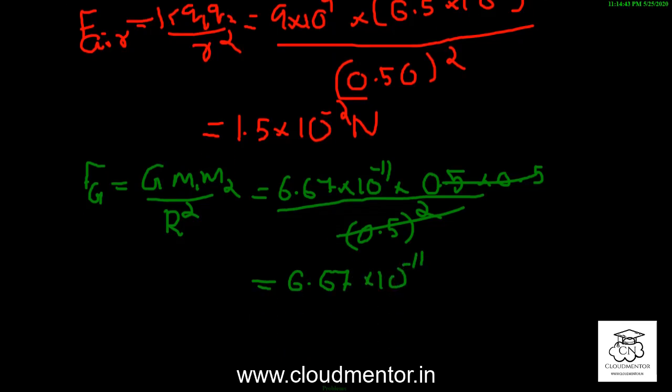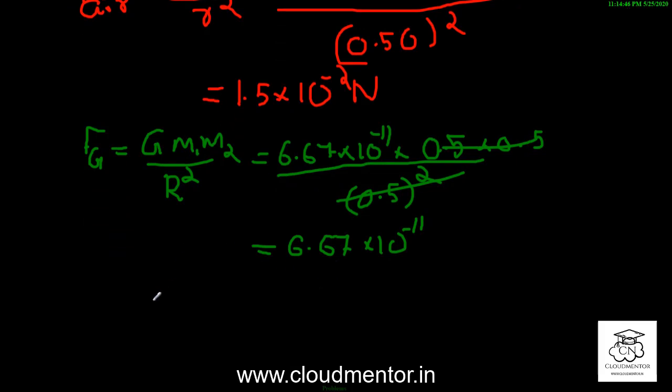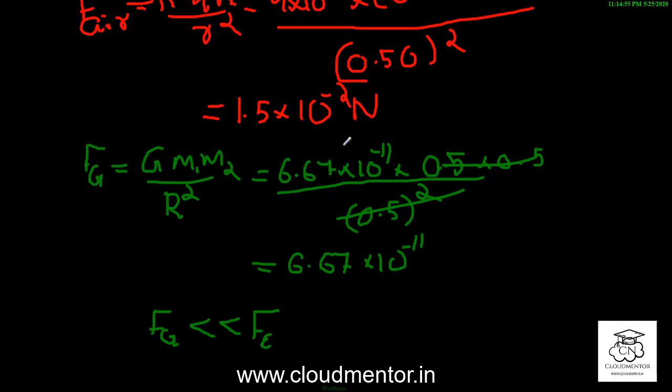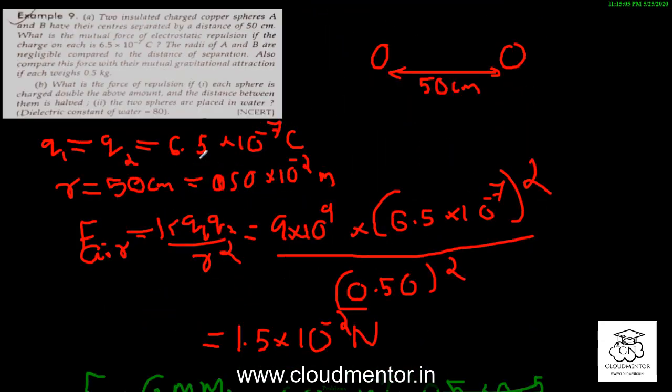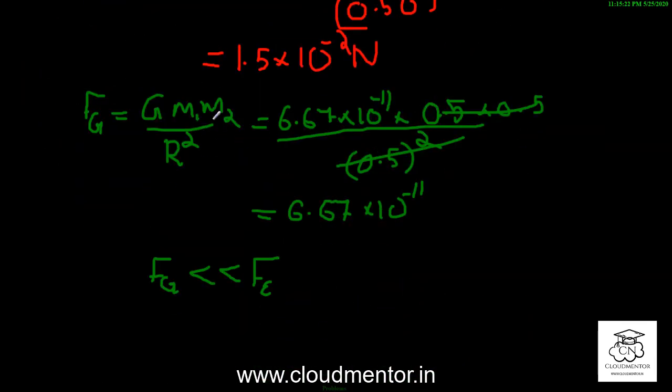So here by comparing, we know that the gravitational force is very much less than the electrostatic force. This is of the power 10 raised to minus 11, while the electrostatic force is of the power minus 2. There is a huge difference between these two forces. And now the other question is to find the force of repulsion in two conditions. The first condition is each sphere is charged double the above amount. So we can find it now.